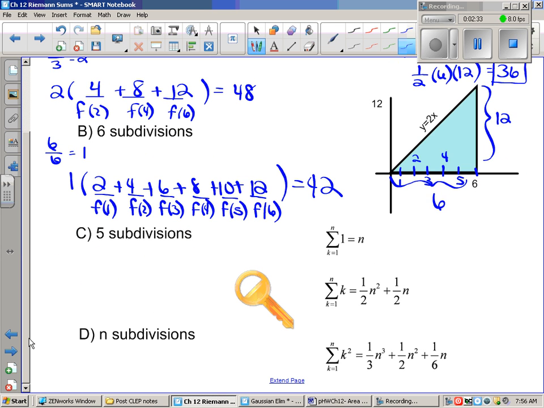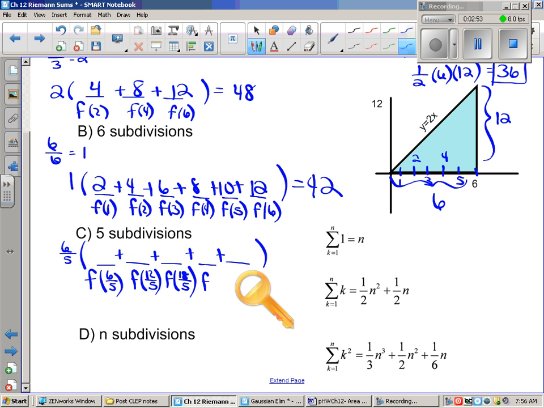Well, what if we did 5 subdivisions? Of course, 5 subdivisions is not as pretty as the others were. We'd have 6/5, and that can't get any better, so I'm just going to leave it like that. Let's think through this. My first one would be at 6/5. The next one would be at 12/5, the next at 18/5, the next at 24/5, and the last one would be at 6, which is 30/5.